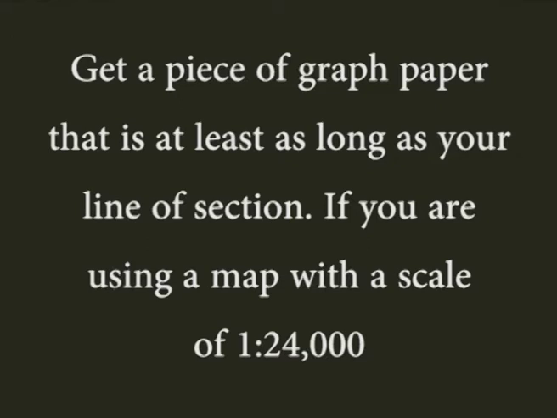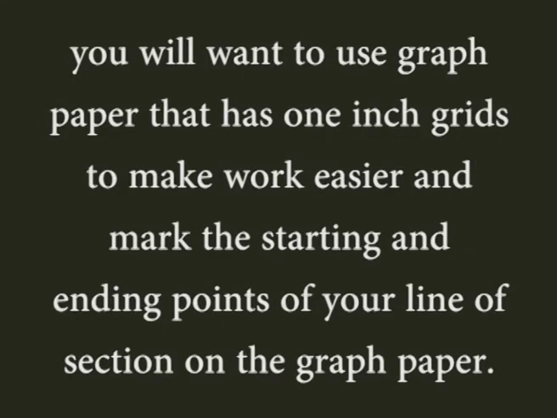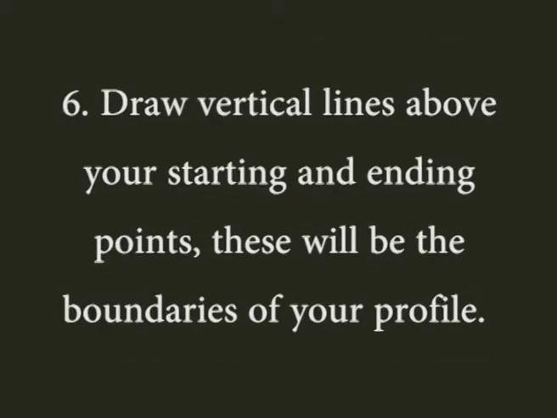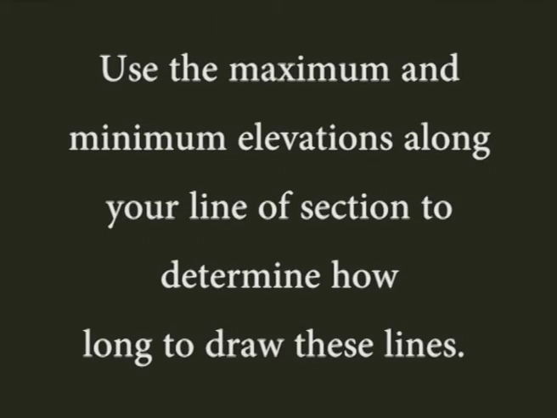If you are using a map with a scale of 1:24,000, you will want to use graph paper that has 1-inch grids to make work easier and mark the starting and ending points of your line of section on the graph paper. Draw vertical lines above your starting and ending points. These will be the boundaries of your profile. Use the maximum and minimum elevations along your line of section to determine how long to draw these lines.